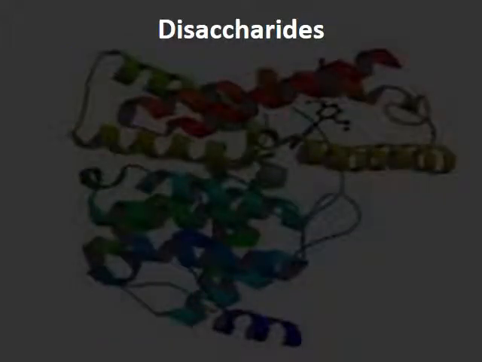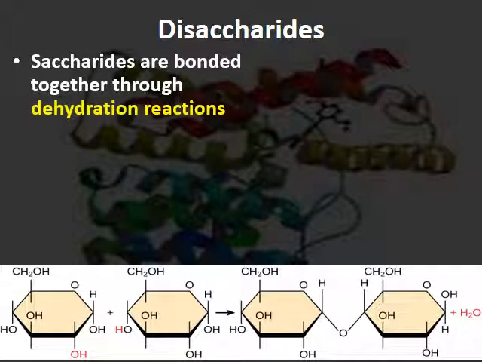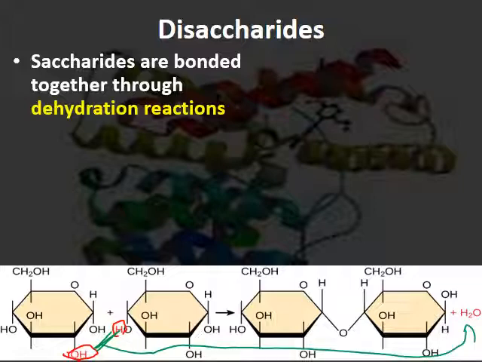Alright, so some examples of disaccharides. Again, disaccharides meaning they're made of 2 different saccharides bound together. Disaccharides form when we take 2 saccharides and we stick them together with a bond through something called a dehydration reaction. And a dehydration reaction basically means that an OH group here on one sugar and the hydrogen here on another sugar, they are going to break off and come together and form water, H2O.